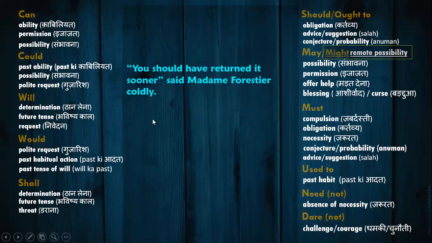Likewise, let's go with the next one. You should have returned it sooner, said Madame Forestier coldly. Read this question properly, and here you will get the answer. Exactly. Now we have mastered identifying the modal auxiliaries. So exactly, it is should. But which function is it playing? Is it playing obligation, advice, suggestion, or probability? Yes, it is a suggestion.